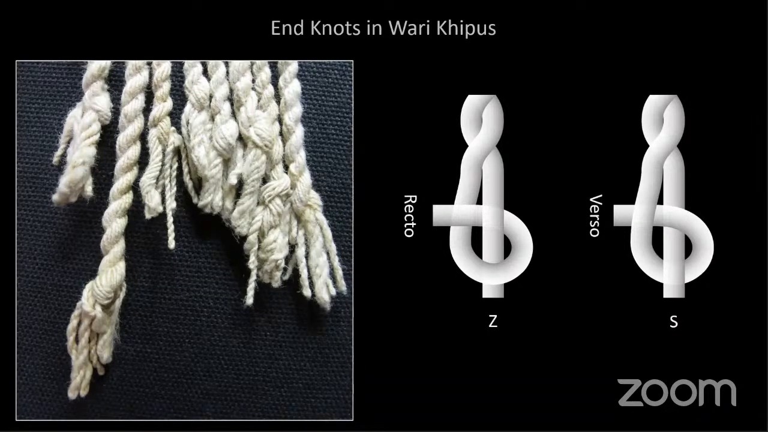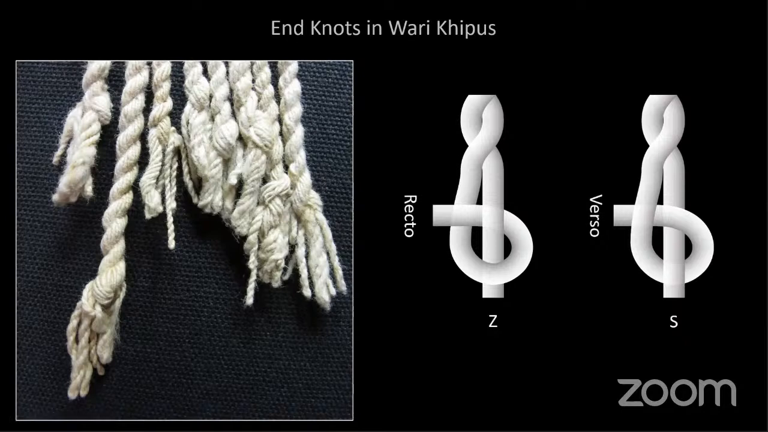But another attribute seems to have been at work in Wari Khipus that may or may not have been used in Inca Khipus, and that is the end knot, which is the knot that kept the cord from unraveling. And you can see in this example from the American Museum of Natural History, all the cords have end knots, and that's a feature of Wari Khipus. Inca Khipus have overhand end knots, while Wari Khipus have half-hitch end knots.